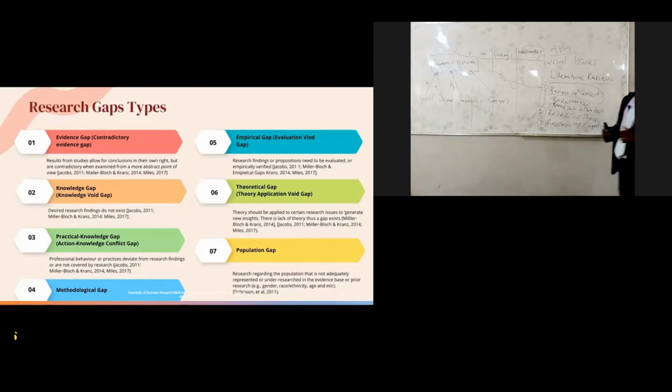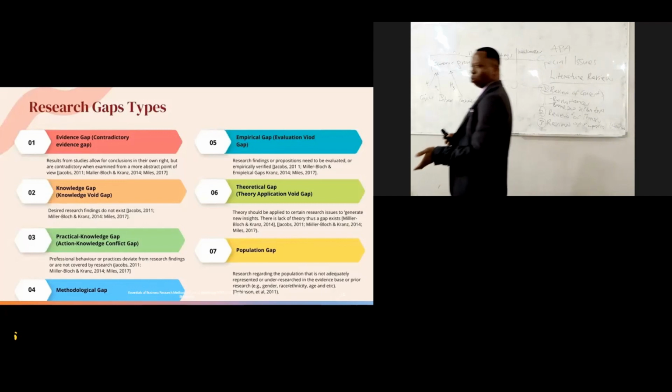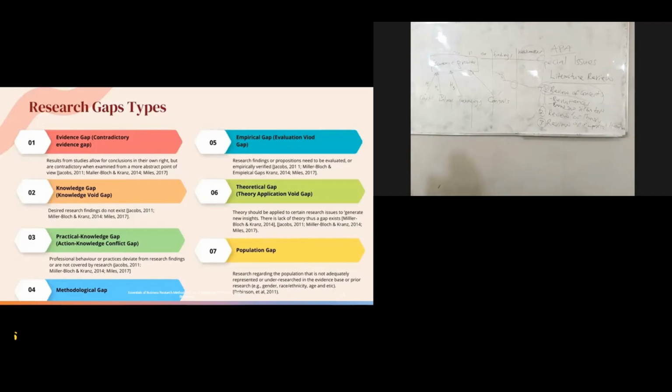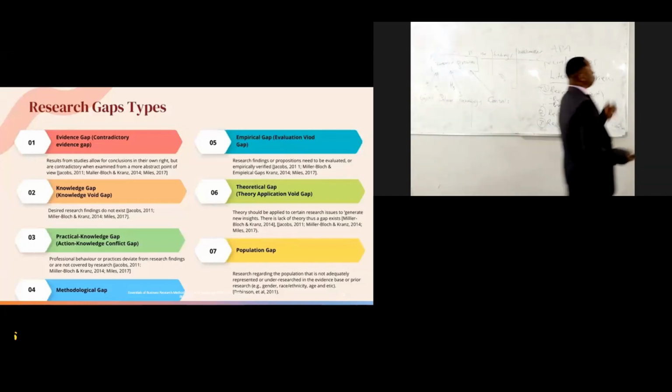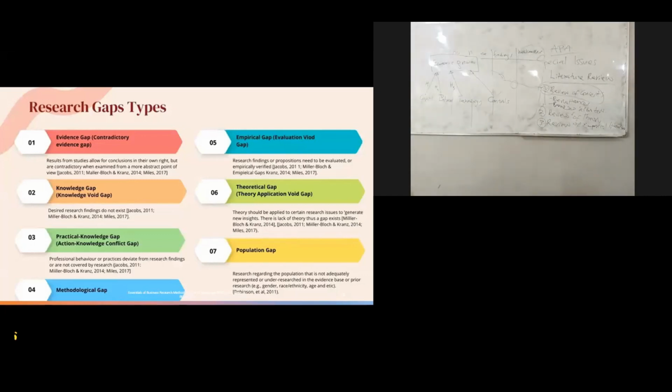Then practical knowledge gap. Here, we are looking at it this way: this is what we know, but in practice, what is happening is different from what we know. So there's a gap there. There's a gap between what we know and what we do. Okay? Then methodological gap.